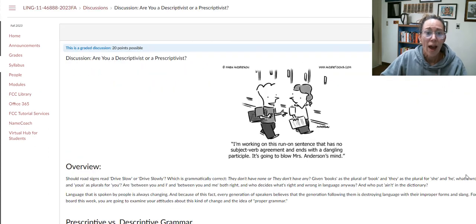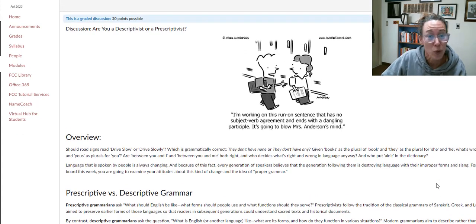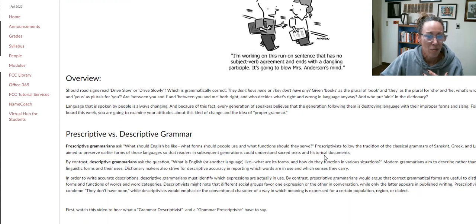Okay, so after all of that, the rules of English grammar we're talking about, what is right and what is wrong, that is a very prescriptive way of presenting grammar. And you can read all about what is a prescriptivist versus what is a descriptivist.